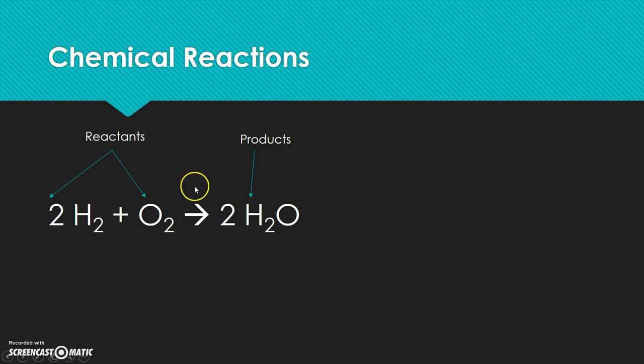And so here's another picture of what that looks like. So on the left side of our chemical reaction here, we have our reactants. Our arrow means yields or results in. And then we have our products, or in this case, a product. So this is two hydrogens and one oxygen molecule forming two water molecules.